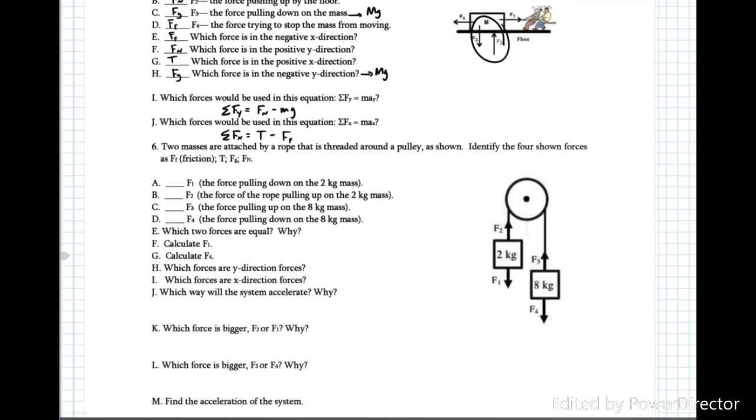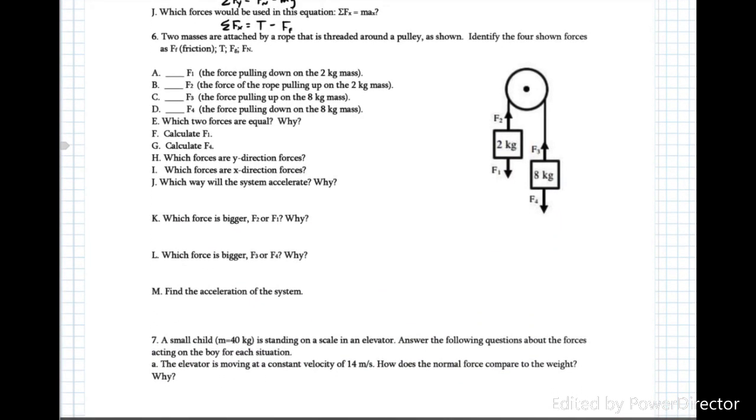Question 6. The mass is hung over the pulley. So for that, we can identify the forces shown below. So force 1, the force pulling down on the 2 kilogram mass, is the weight of the box, gravity. Again, we're going to write that as m1g. Force pulling up on the 2 kilogram mass is tension, because it's a string. The force pulling up on the 8 kilogram mass is also tension. It's the same string around that pulley. Force pulling down on the 8 kilogram mass is weight.